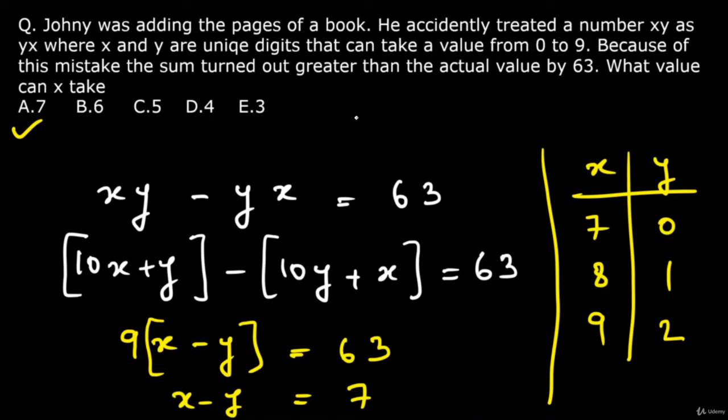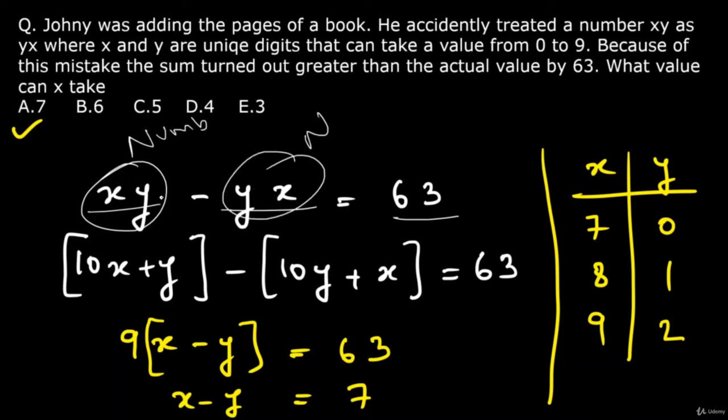Over here, Johnny mistook yx as xy, right? And the sum turned out to be greater by 63. Therefore, xy minus yx is equal to 63, where xy is a number. It's not x into y, it's a number, right? And yx is also a number. So xy, if it's a 2-digit number, you can write it as 10x plus y. For example, 23 is equal to 2 into 10 plus 3. Similarly, xy can be written as 10x plus y, and yx can be written as 10y plus x.